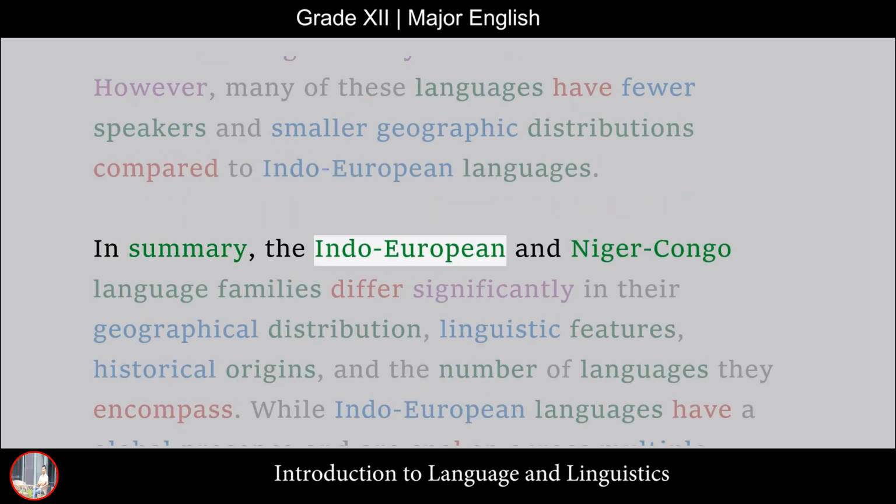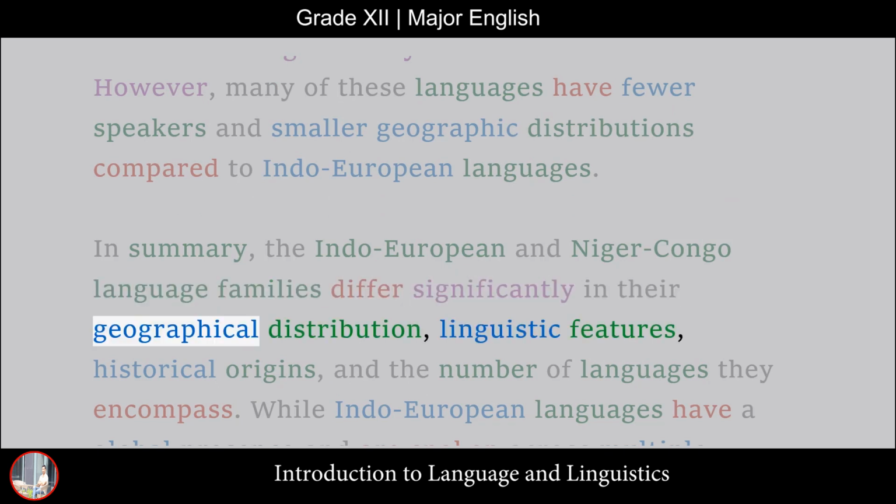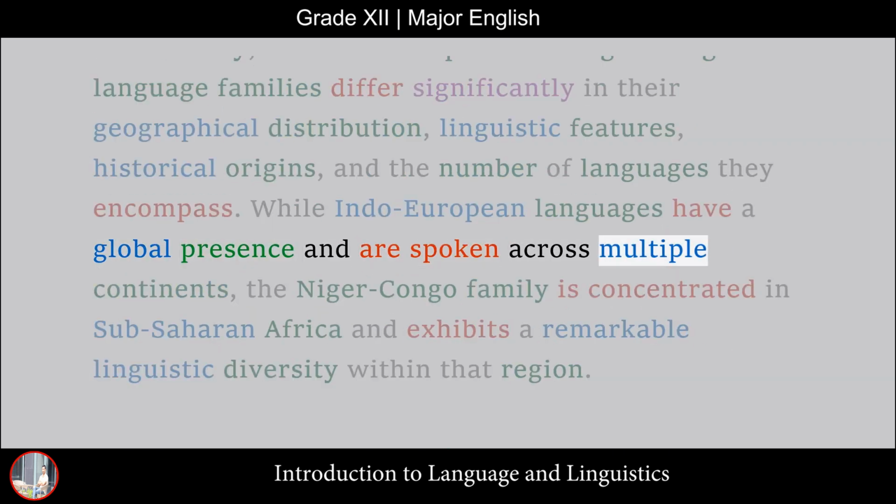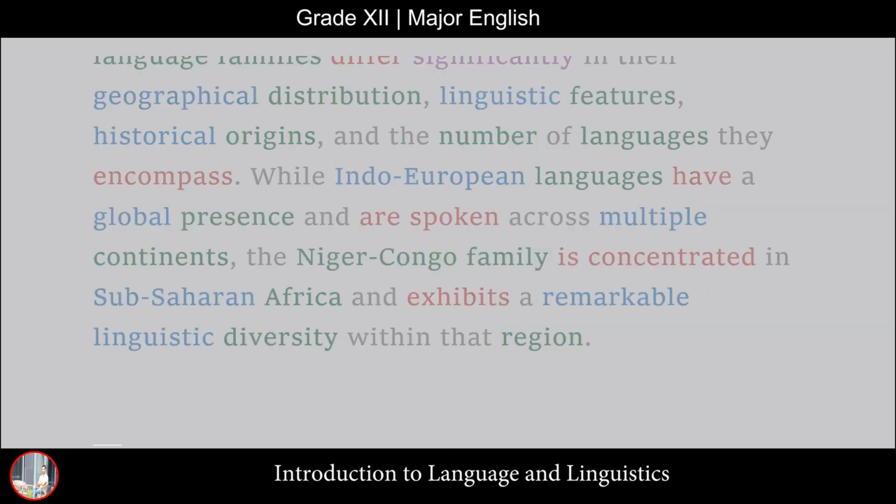In summary, the Indo-European and Niger-Congo language families differ significantly in their geographical distribution, linguistic features, historical origins, and the number of languages they encompass. While Indo-European languages have a global presence and are spoken across multiple continents, the Niger-Congo family is concentrated in sub-Saharan Africa and exhibits a remarkable linguistic diversity within that region.